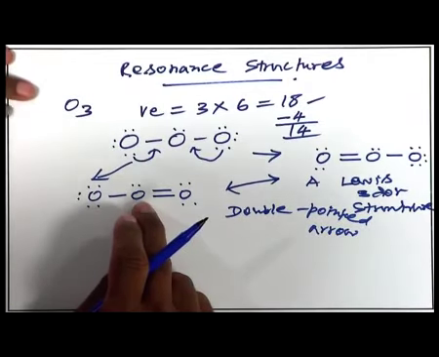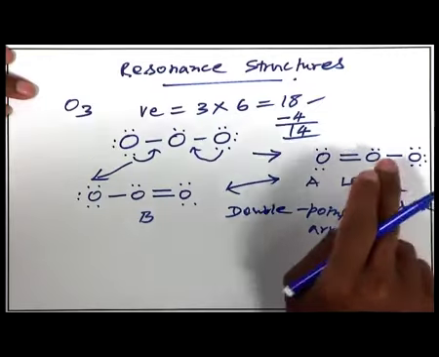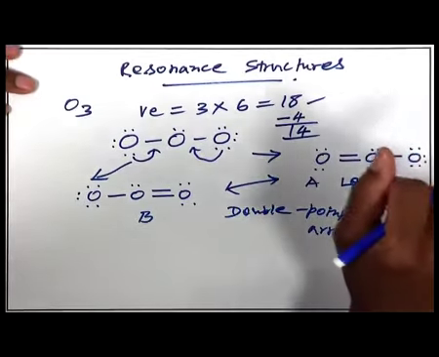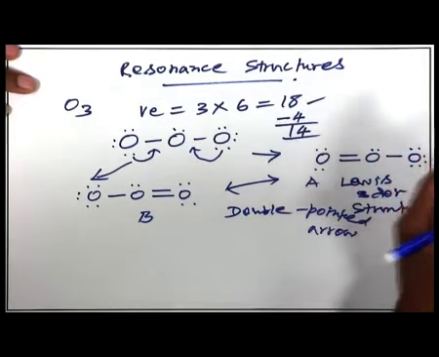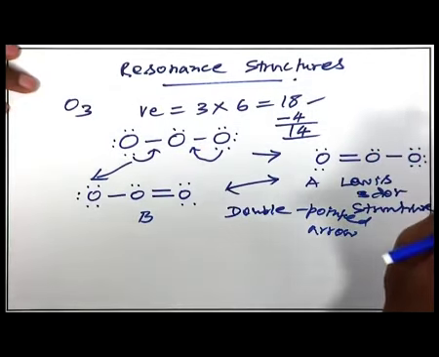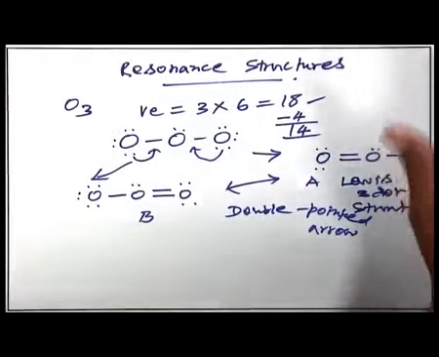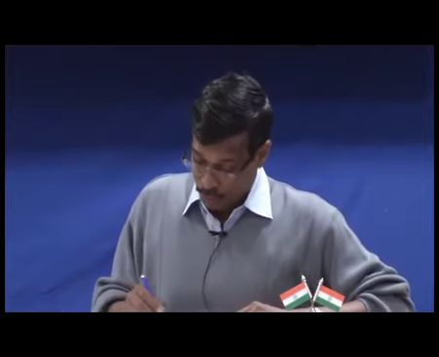So now the question is, which is the actual structure, whether this is the correct structure for O3 or this is the correct structure. Actually, none of them is the correct structure, which is surprising. Then what is the actual structure? We have to ask that question. The actual structure is a blended structure of these two structures. Structures A and B are mixed to give a resonance hybrid structure. The blended structure can be written like this.